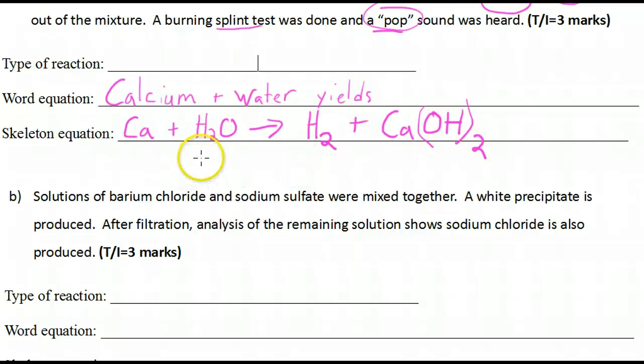Remember, it means skeleton because it's not balanced, meaning that we don't have any coefficients in front of it yet to make sure that we have the same number of atoms on both sides. But we don't have to here. The question doesn't ask you for that. Okay, and then the type of reaction, so it does follow that formula, so it would be a single displacement.